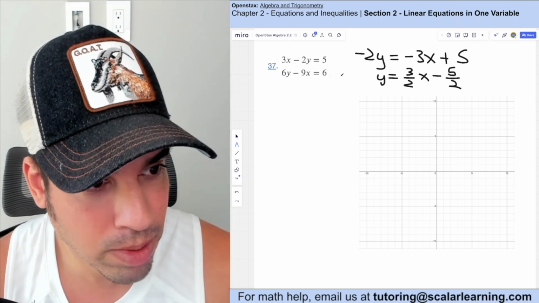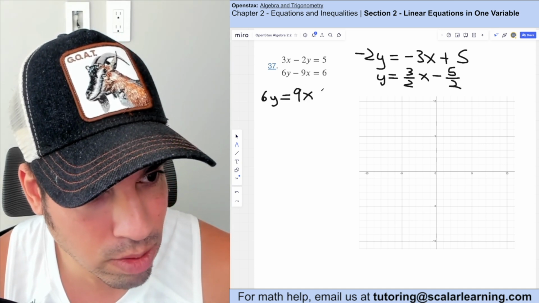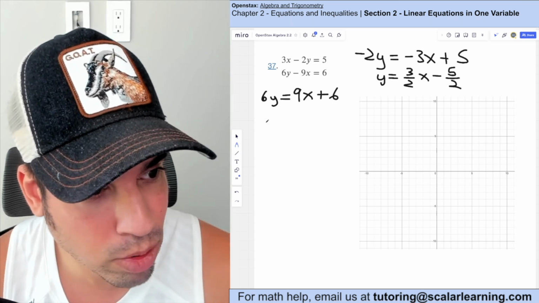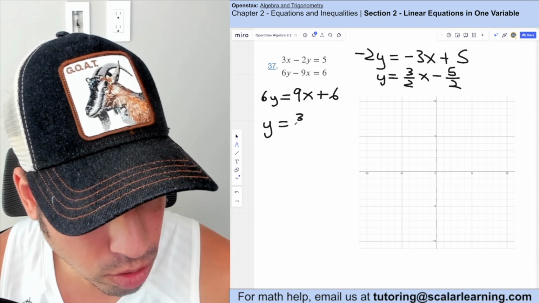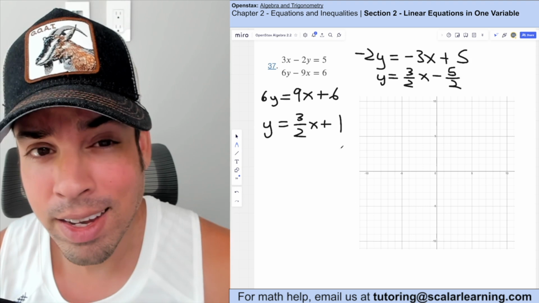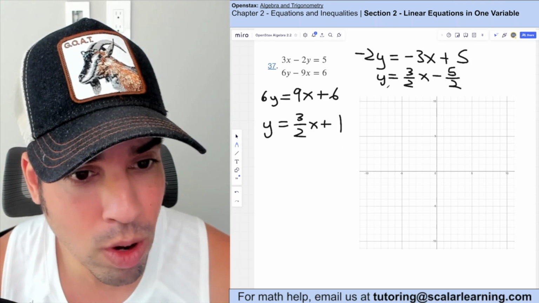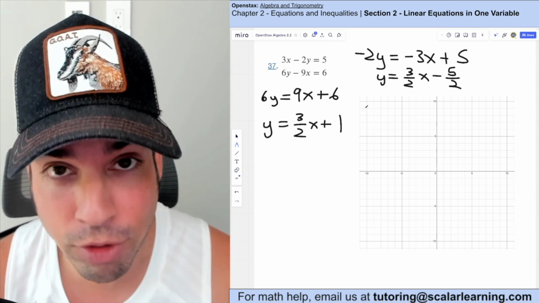And then for the bottom one, I'm going to add 9x to both sides. So I got 6y equals 9x plus 6. Then I'm going to divide both sides by 6, and we get y equals 9 over 6. That reduces to 3 over 2x plus 6 over 6 is 1. Now, I can already tell that these have different y-intercepts and the same slope, aka they're going to be parallel. But now I'm going to show you in the graph just why they're parallel.